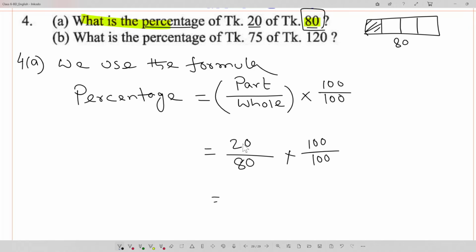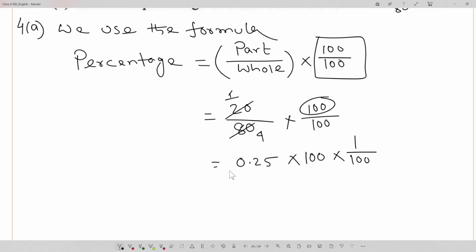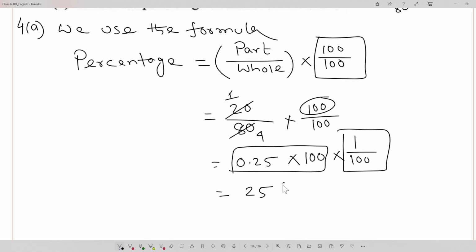Now look, this 20 divided by 80, it means 20 divided by 20 is 1 and 80 divided by 20 is 4. So 1 by 4, it means 0.25. Now look, times this 100, we can write 1 by 100. So 100 divided by 100 will become 1. So that's why we are using 100 by 100. Now it's an interesting thing, once we multiply 0.25 times 100, it will be 25, and against this 100 we will get percentage. Very simple. So number A done.